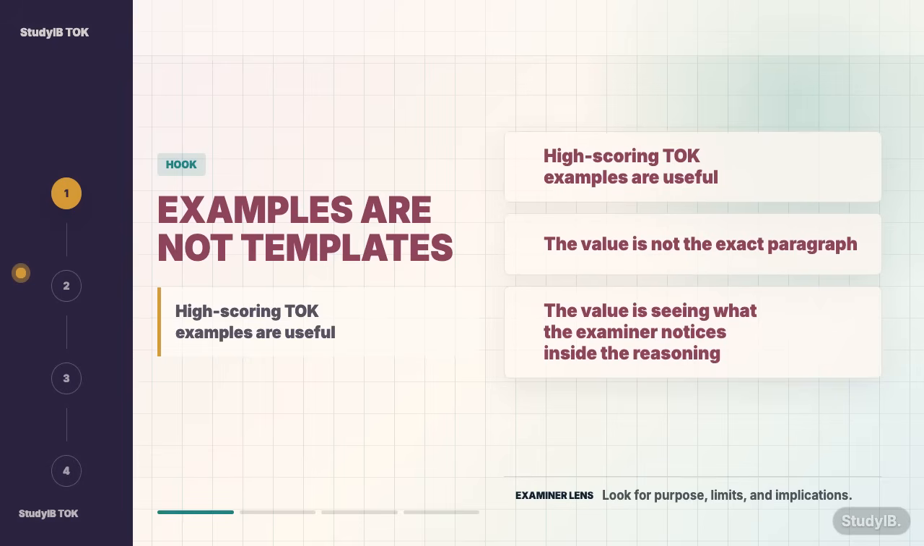High-scoring TOK examples are useful, but only if you stop treating them as templates. The value is not the exact paragraph. The value is seeing what the examiner notices inside the reasoning.